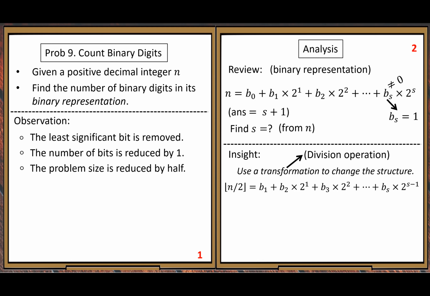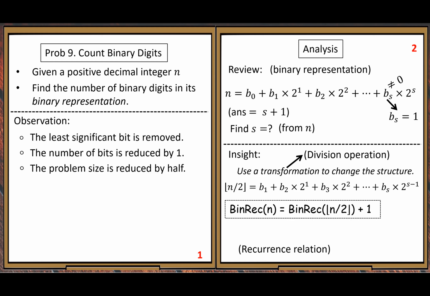So that property: the problem size is reduced by half. Now the problem size becomes n over 2, half of the size. So we can get a recurrence relation. Based on that observation, we can derive the recurrence relation. The function, binary recurrence, rec of n, gives the number of bits in the binary representation.